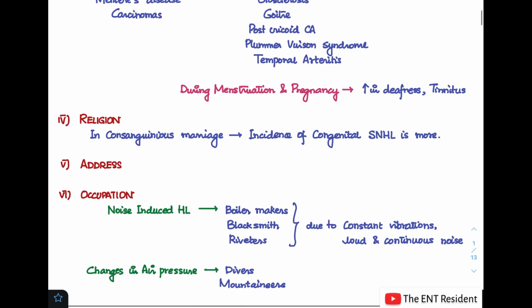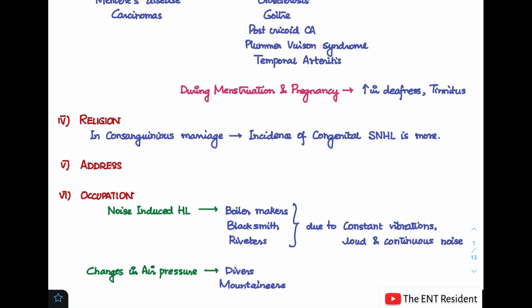In consanguineous marriages, we have seen that there is an increased incidence of congenital sensorineural hearing loss. Next, we need to know the address of the patient. The address of the patient will guide you towards which area the patient comes from, and if there are any diseases that those areas are more prone to developing.